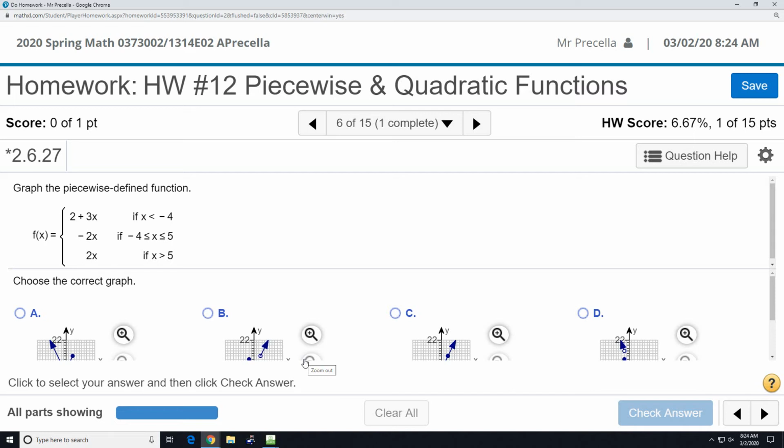And we'll use the piece 2x if our x value is greater than 5. So we're going to have the blue rule for x is less than -4. The purple rule, well, y'all can't see its colors yet.